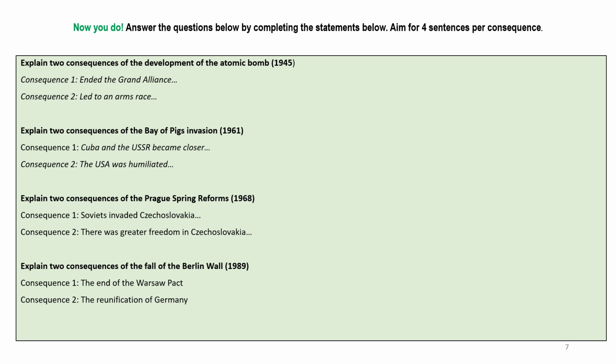And the final one there, explain 2 consequences of the fall of the Berlin Wall in 1989. So again, what happened because of the fall of the Berlin Wall? And the first consequence is that the Warsaw Pact ended, that military alliance. And the second one is that Germany was reunified, the reunification of Germany. So that means Germany stopped being East and West and was brought together to become one country again.